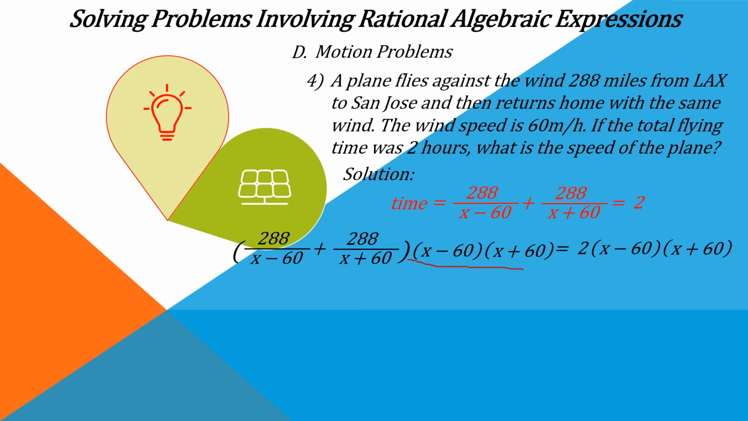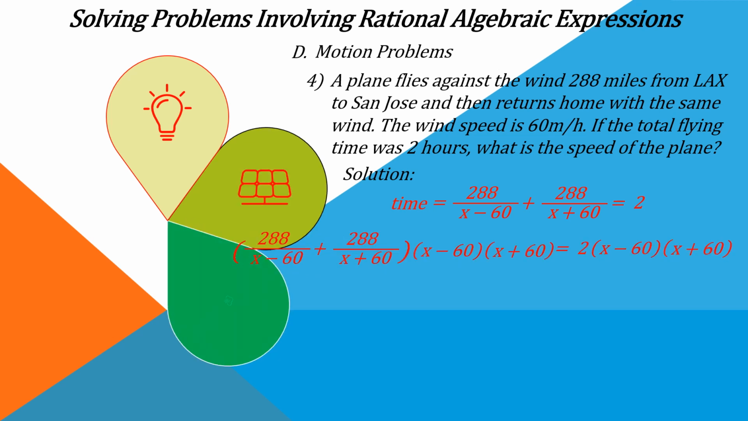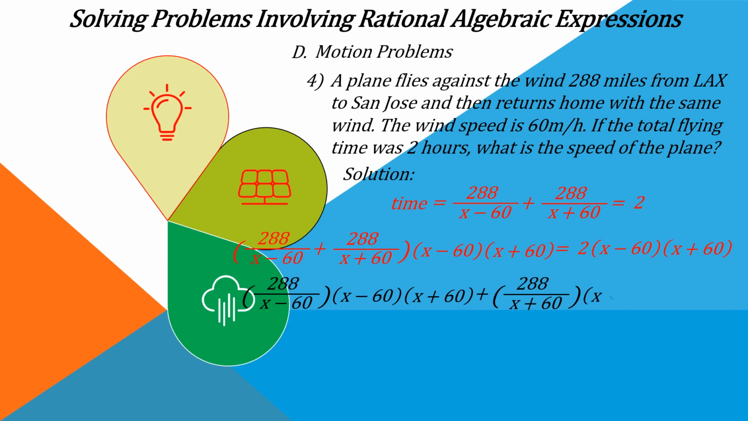Distribute this least common denominator to the terms inside of this bracket. So we have 288 over x minus 60 multiplied by x minus 60 multiplied by x plus 60, plus 288 over x plus 60 multiplied by x minus 60 multiplied by x plus 60, is equal to 2 multiplied by x minus 60 multiplied by x plus 60.